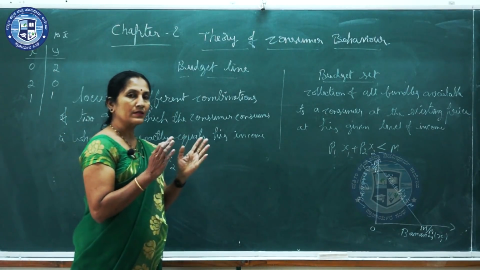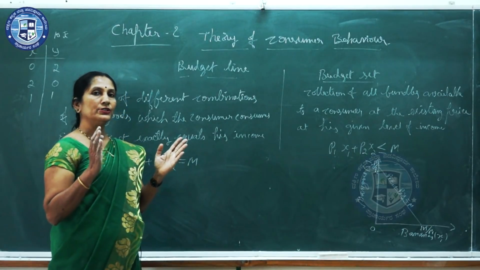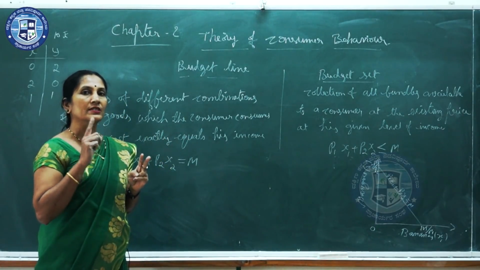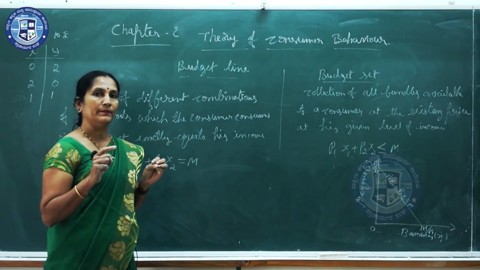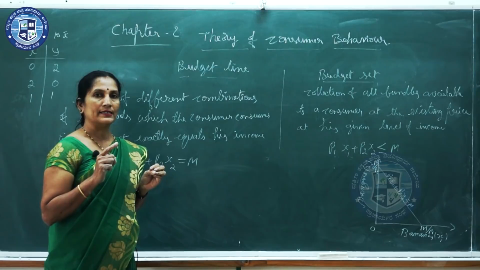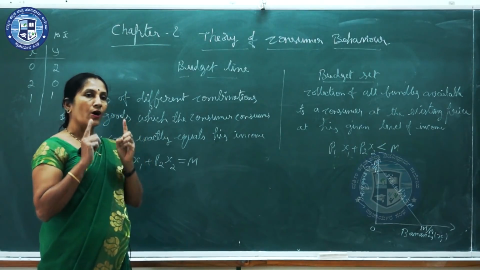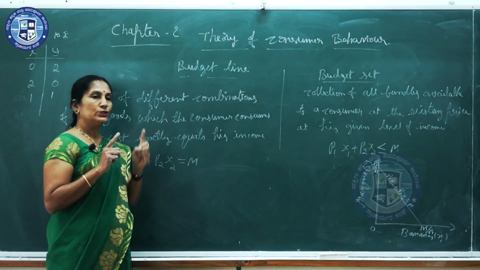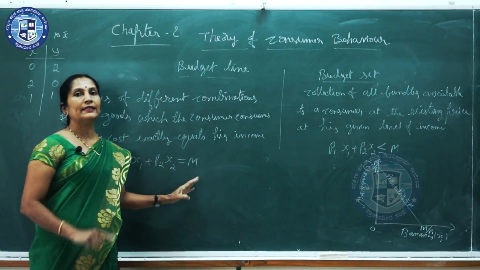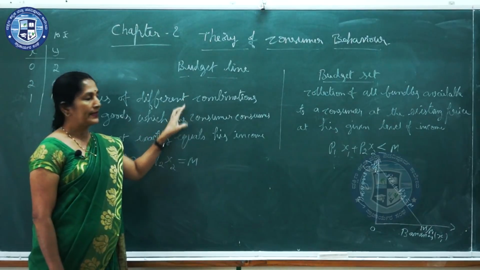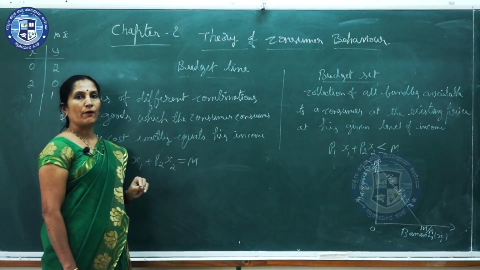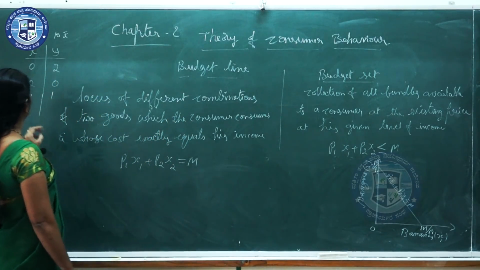It is the locus of different combinations of two goods which the consumer consumes with his given income and given prices, where the cost should be equal to his income. That is called the price line. We can explain it with the help of an example.